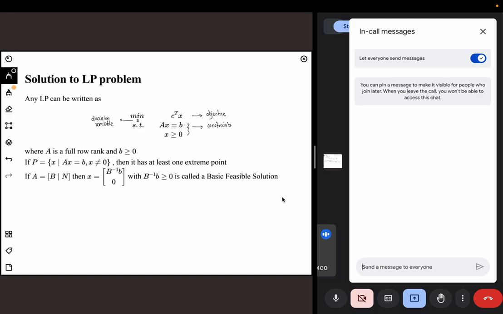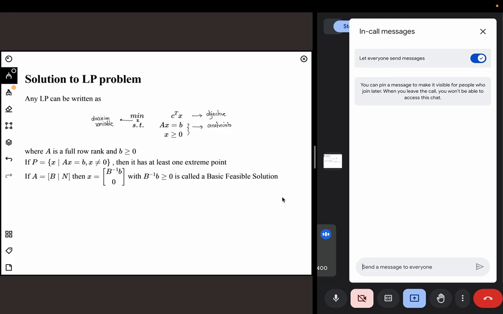This is equivalent to the form where you have minimum C transpose X subject to two sets of inequality constraints. Then we introduce the slack variables and convert them into equalities, provided the slack variables are all positive. We discussed this last week, so I'm not going to discuss that again. There are a couple of other conditions: A needs to be a full row rank matrix and B needs to be positive. That is just to ensure that the way we formulate is unique for any problem.